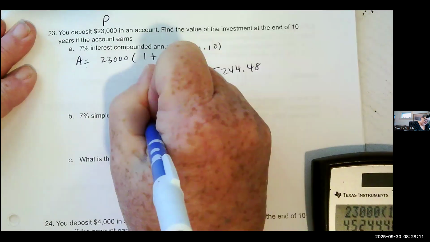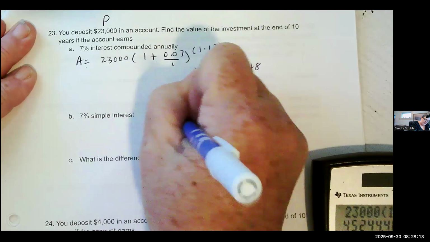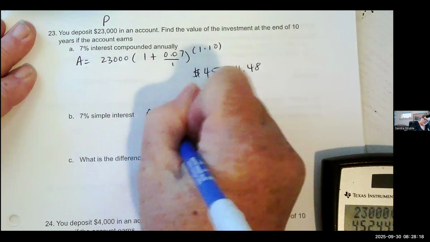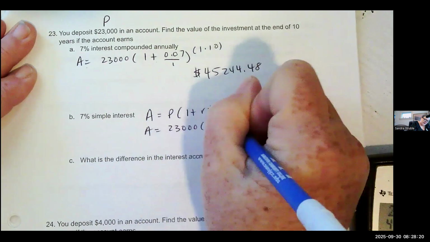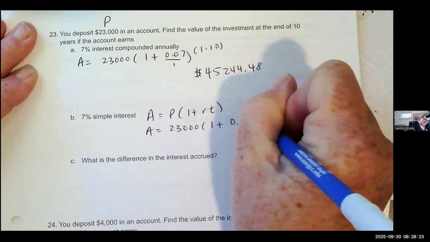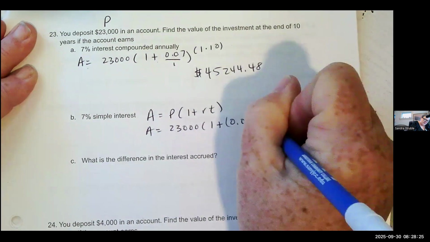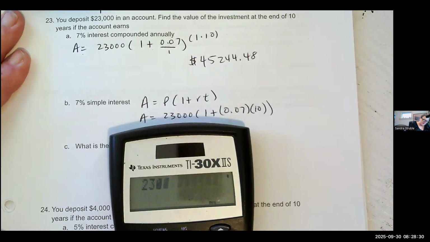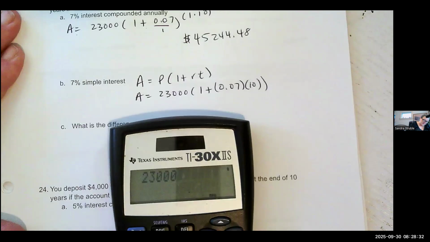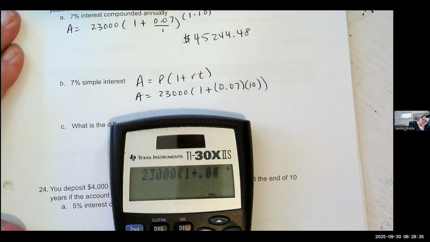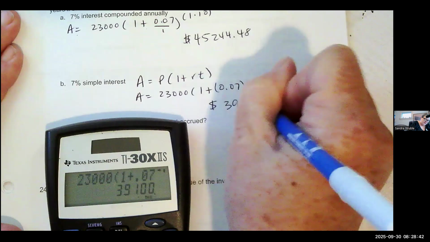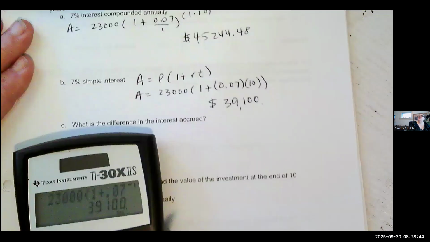Well, that's A is equal to P times 1 plus RT, different formula. A is equal to 23,000 times 1 plus the rate is 0.07 and the time is 10 years. I don't need all those parentheses, but that's okay. 23,000 times 1 plus 0.07 times 10 close equals, and you'll have $39,100.